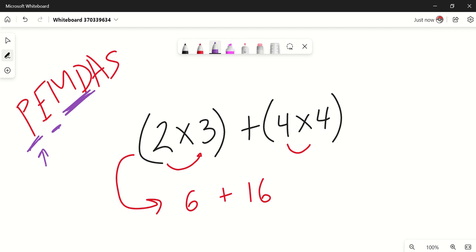I apologize. Multiplication and division, which there aren't any. And then addition and subtraction, which addition there is. And then we know that 6 plus 16 again was 22.